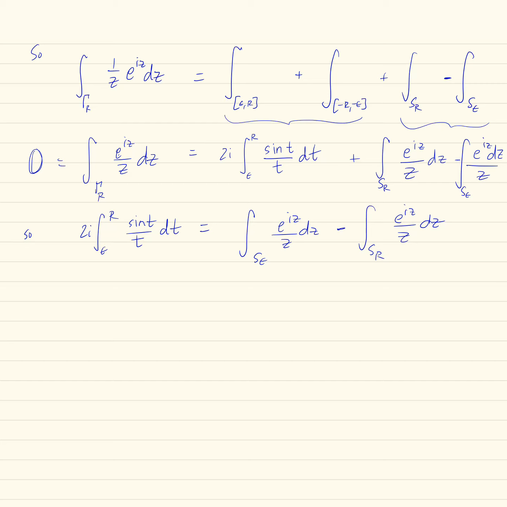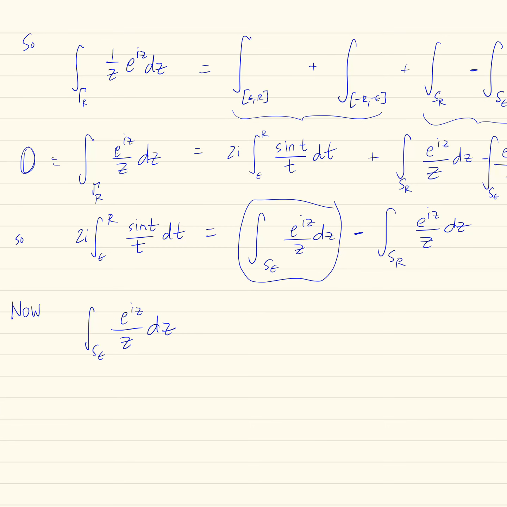So let's compute. Let's work on this integral here. The integral over S epsilon of e to the iz over z dz is... what's going on here? Well, we've got an issue. So here's what we're going to do to navigate this. Now, the origin is not a removable singularity here, right?